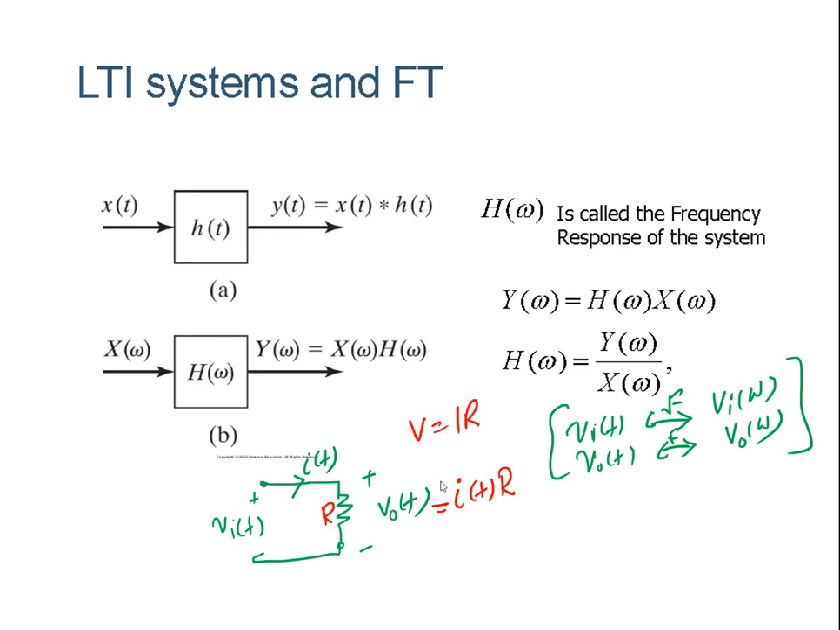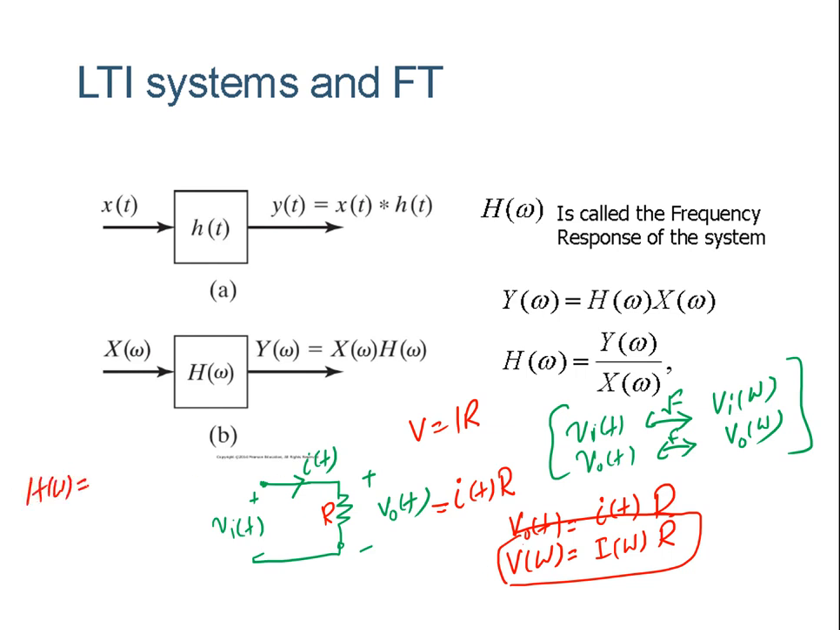Now if you take the Fourier transform of this, what is our equation? Output is input current times resistance. If you take the Fourier transform, it will be V of omega, and the Fourier transform of the current will be I of omega times R. So this is your output in the frequency domain. What is the transfer function? We have just learned it is output over input. So the output is this, and the input is what? Vi of omega, right? Input is what?